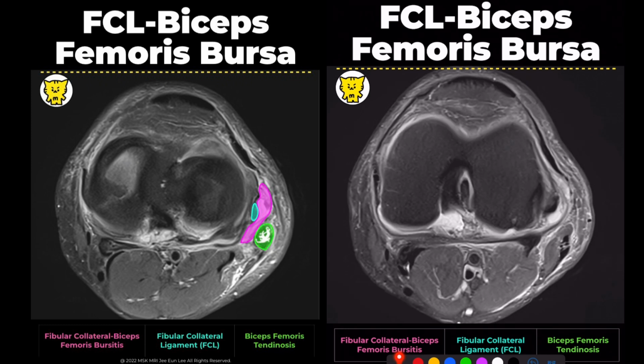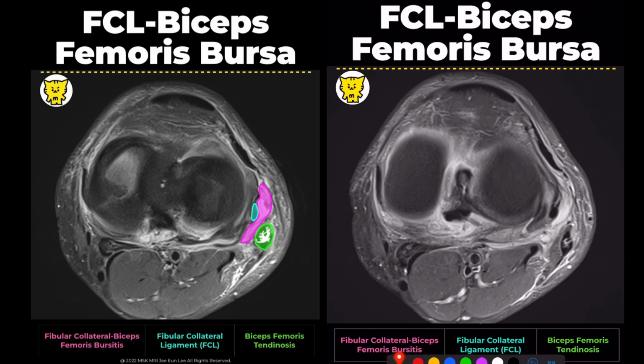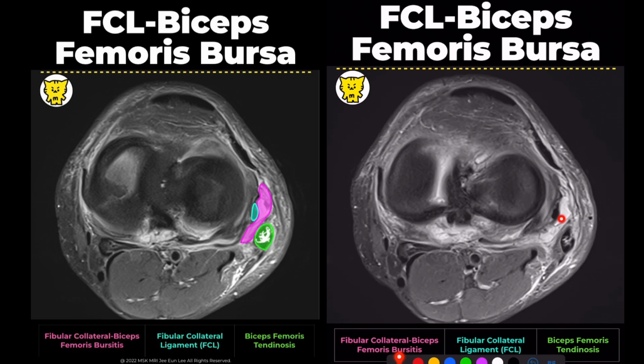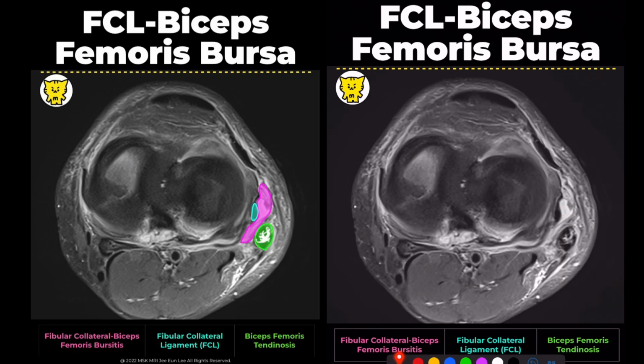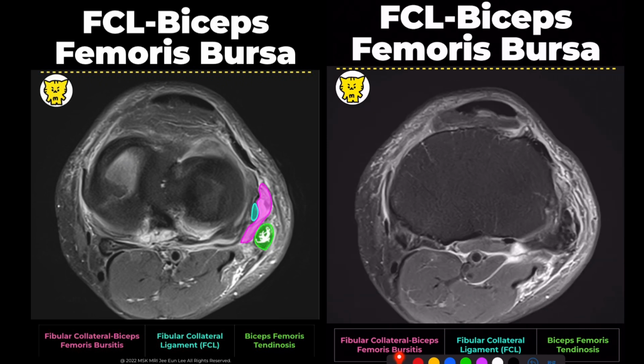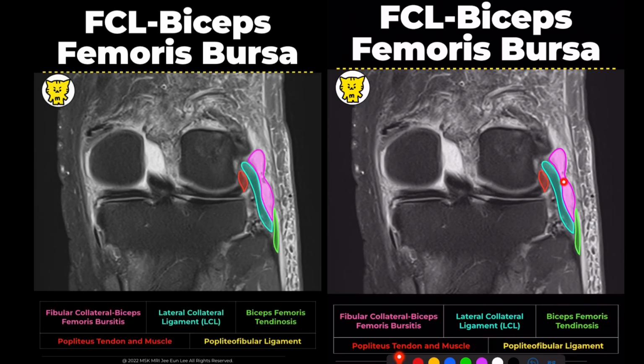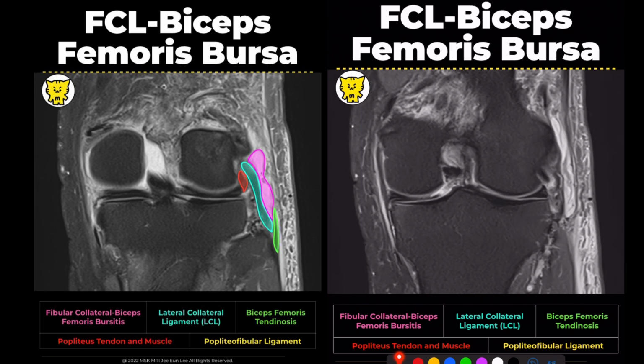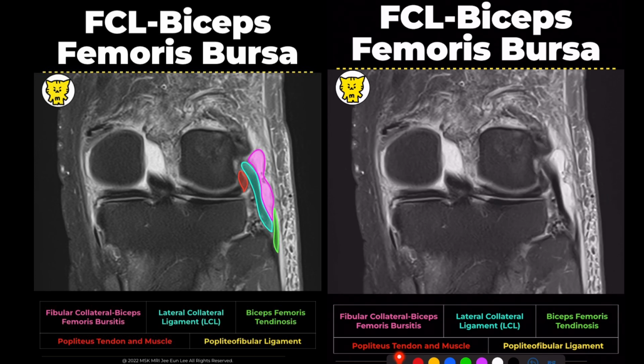On the axial image, the fluid collection partially wraps around the lateral collateral ligament, forming a characteristic C shape. This is the fibular collateral ligament biceps femoris bursitis. The same pattern is observed on the coronal image, where the bursitis is located between the LCL and the biceps femoris tendon. Here, the bursitis is also marked in pink.